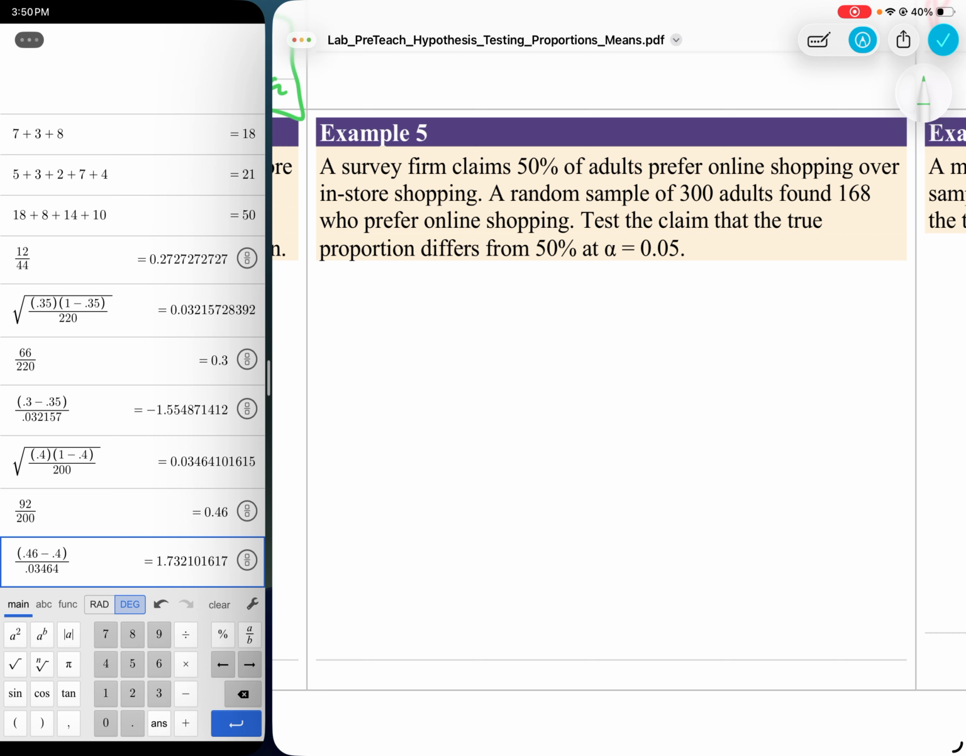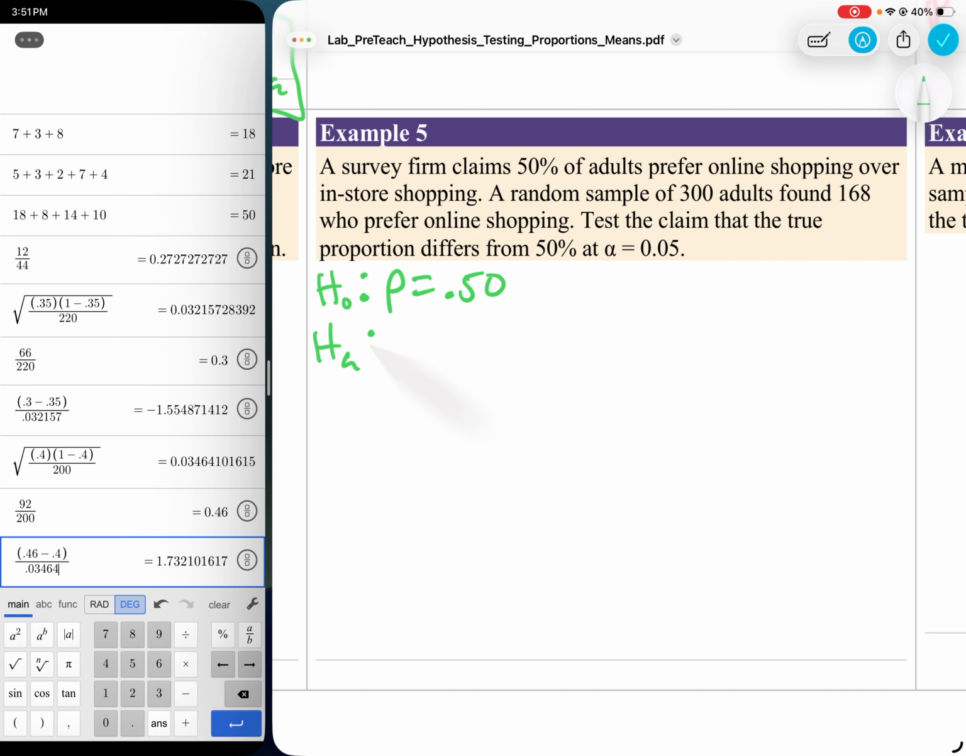So it's not more than 50%, not less than 50%, either or. Could it be less or more than 50%? Is it just different from 50%? So our null hypothesis is that the proportion of people that prefer online shopping over in-store is 0.50.